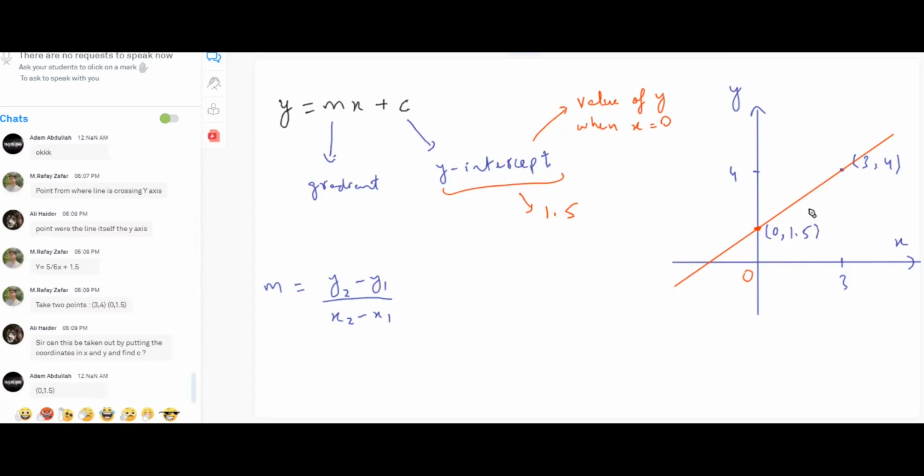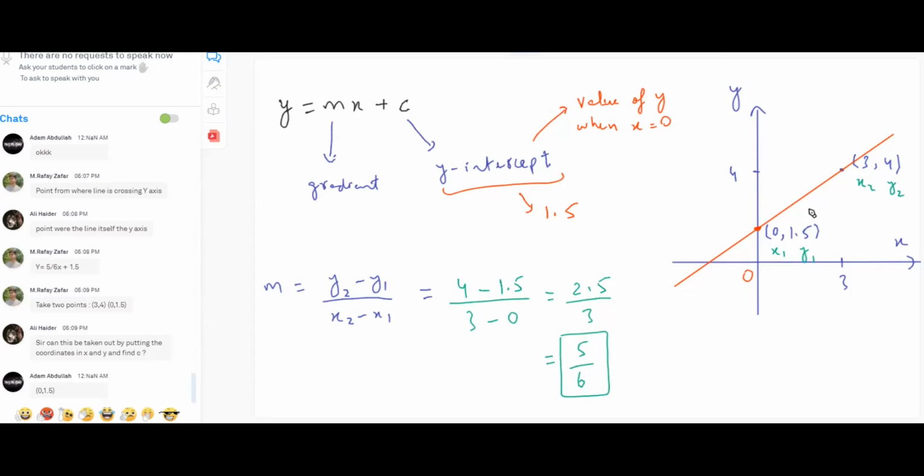All right, so we just input values. हम किसी को भी एक को x1 y1 कर लेते हैं, किसी को भी हम x2 y2 कर लेते हैं. So let's say this is x1 y1, this is x2 y2. Okay, so we input values. y2 is 4, y1 is 1.5, x2 is 3, and x1 is 0. Okay, यहाँ से हमारे पास आएगा 2.5 over 3, or that's the same thing as saying 5 over 6. That is the gradient that we have.